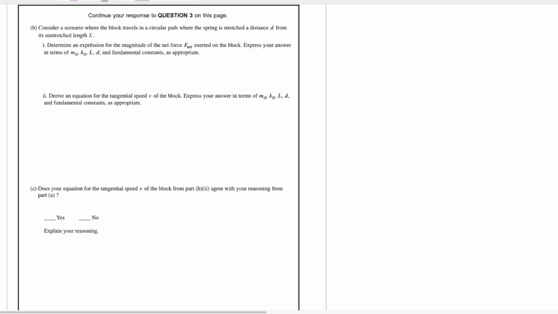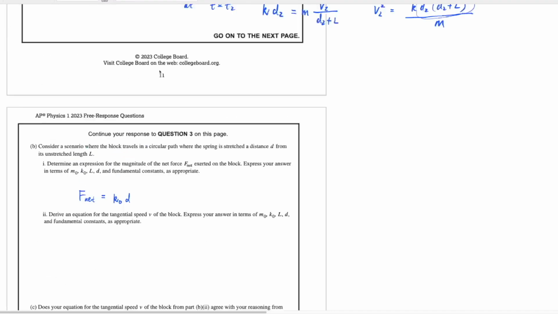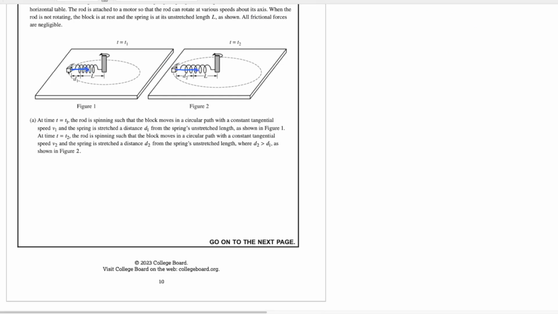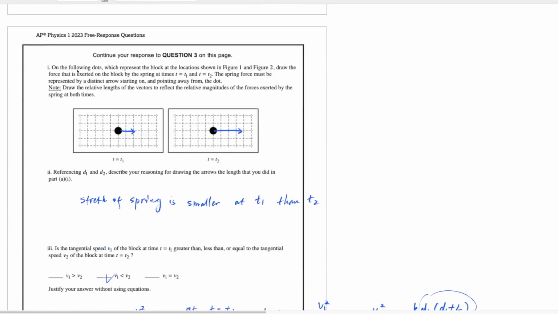When a block travels on a circular path with constant speed, the net force must be the centripetal force. The net force is just the spring force, K naught times D. Because for the block, the gravitational force and the normal force should be balanced. So the only unbalanced force is just the spring force. So the net force is just the spring force.